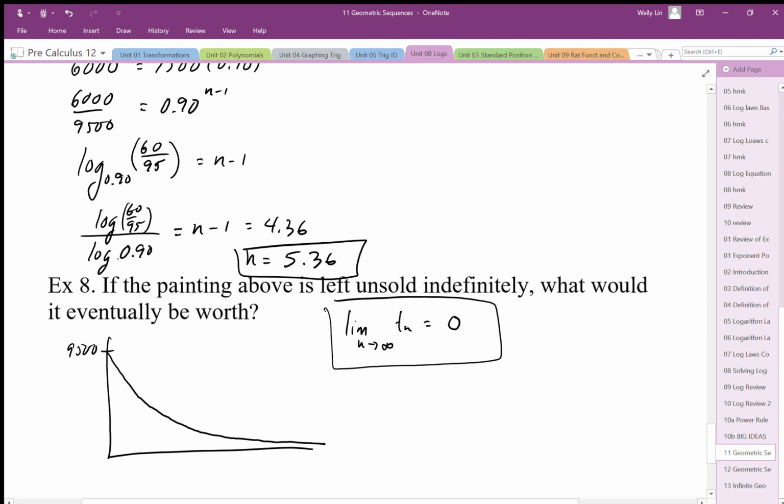So this is this idea of what we call an infinite series. If we let this thing go infinitely, it'll basically be worth nothing. Okay? And we're going to look at these infinite series a little bit later on.